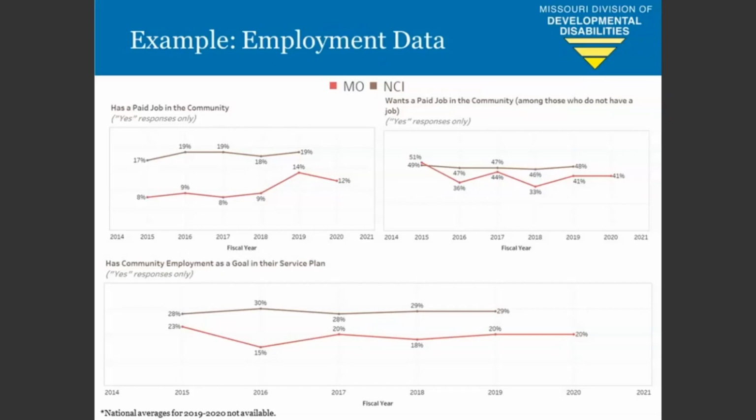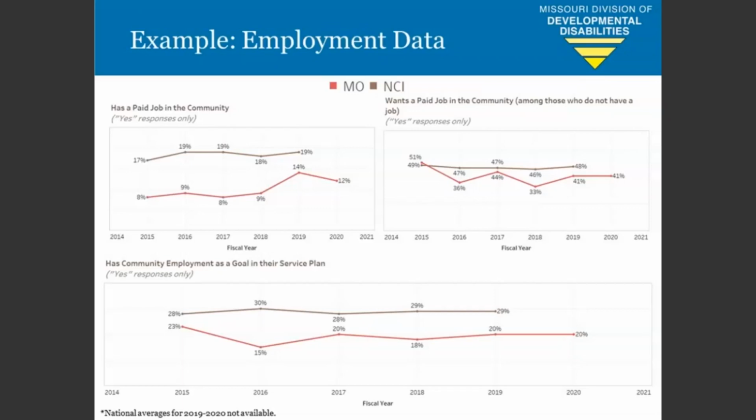I do want to point out, you will notice that there is no national data for 2020. That is because there was no national data due to the COVID-19 pandemic. They only released state data for that year.